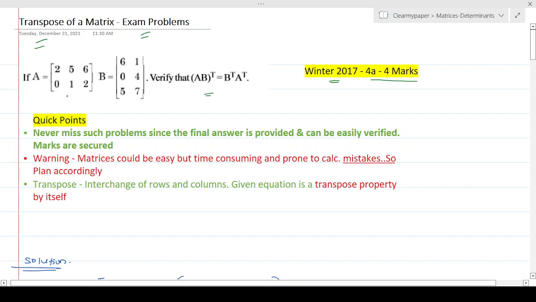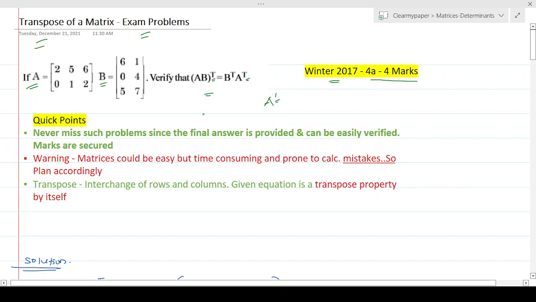So there are two matrices that are given, A and B, and we have to verify that (AB) transpose is equal to B transpose into A transpose. And like I said, this is written in the power, but it's not a power, it's just a way of writing it. And sometimes you can also get this A prime or A single dot in the power. This is also the same thing.